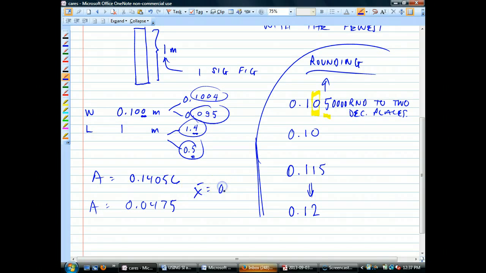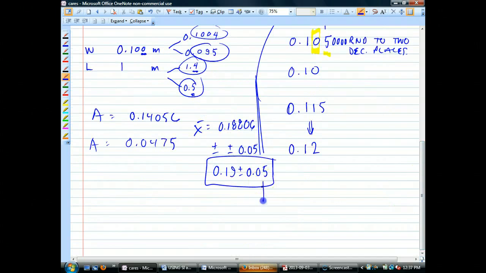The average of these is 0.18806. What would be my plus or minus value on these? I could subtract either of these, so let's just take 0.14056. It's plus or minus 0.05. So I would write 0.19 plus or minus 0.05.